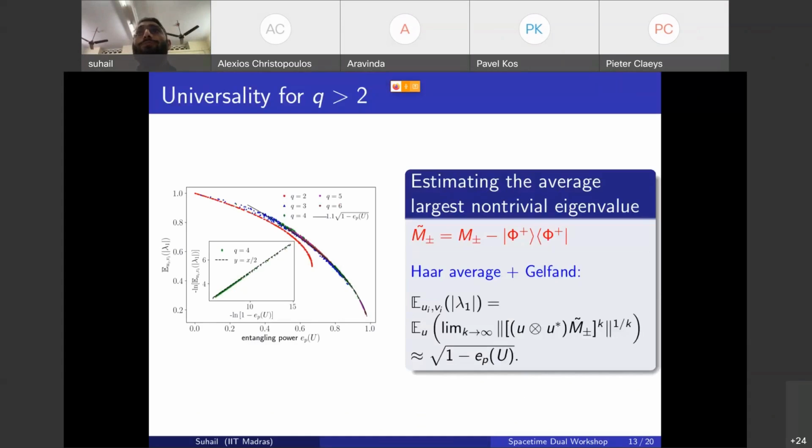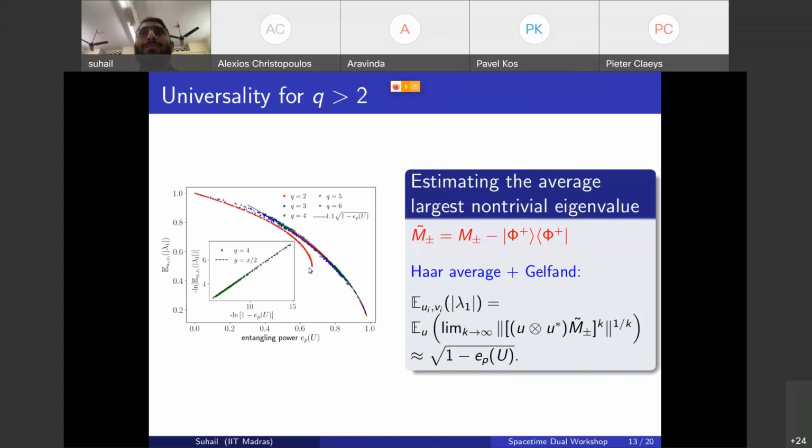How about for q greater than 2? For q greater than 2, we just separate out from this channel the trivial eigenvalue, the maximally entangled state. We take out the projector corresponding to the eigenvector of the trivial eigenvalue, and do some Haar averaging over the single qubit unitaries, and find the average of mod lambda 1. So mod lambda 1, in this approximation, is given by the square root of 1 minus EP, and is shown numerically over here also.